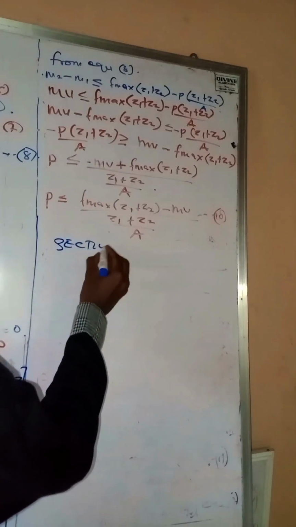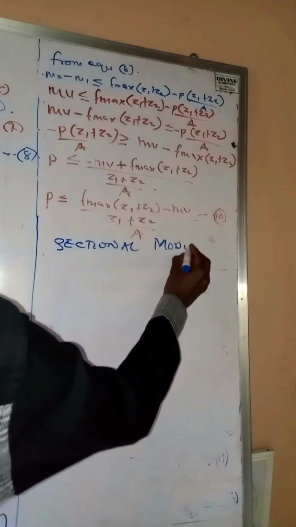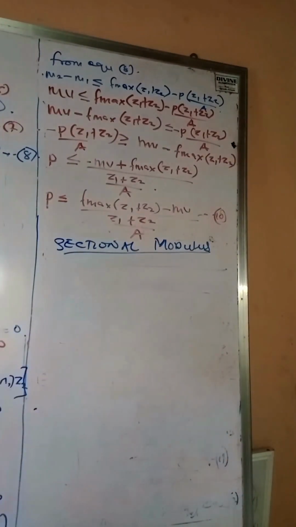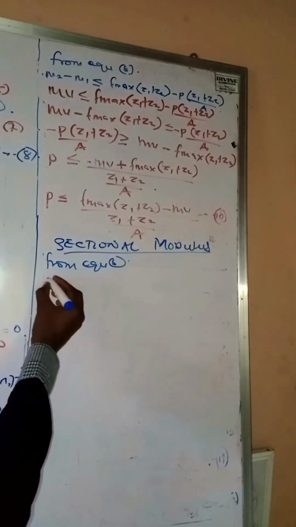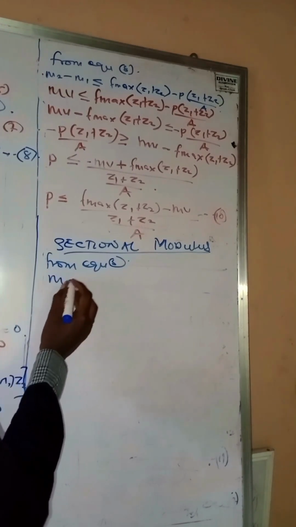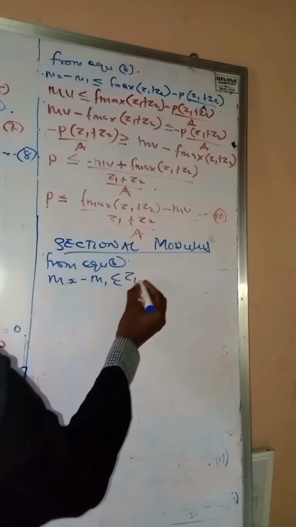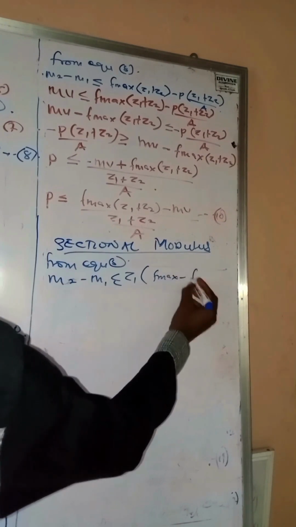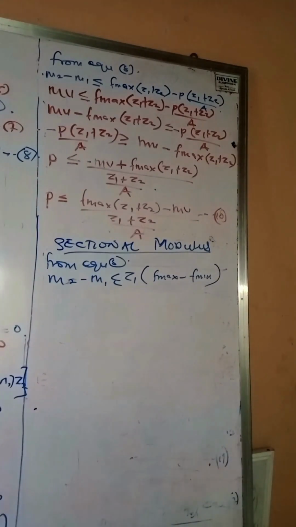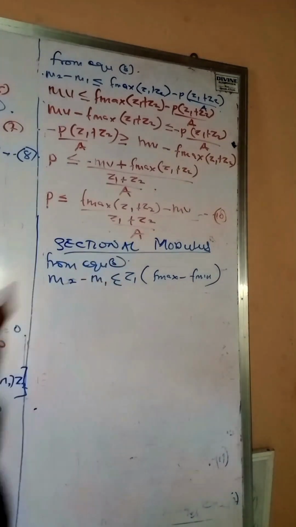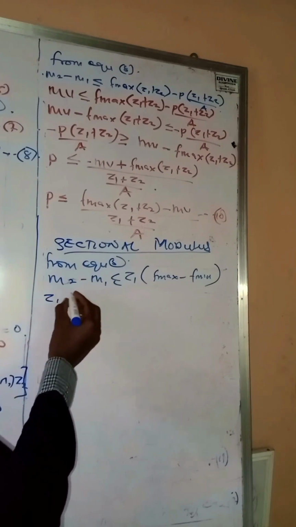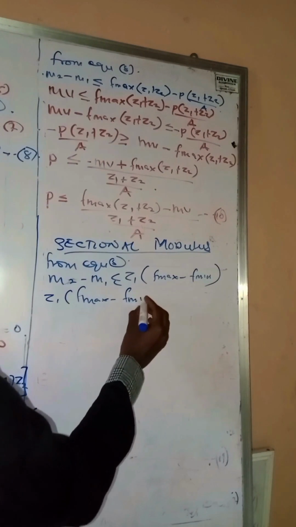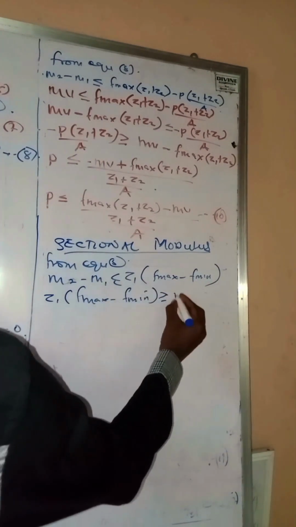We'll start with Z1. From equation 5, M2 minus M1 is less than Z1 bracket F maximum minus F minimum. Remember, we are not working in terms of axial stress; if we were, our N1 and N2 would be brought into the picture. But let's work just in terms of moment alone. This means that Z1 bracket F maximum minus F minimum is greater than M2 minus M1.